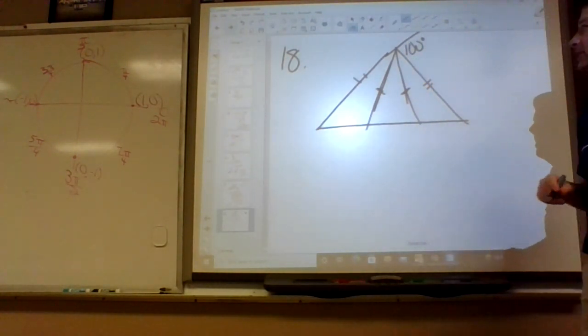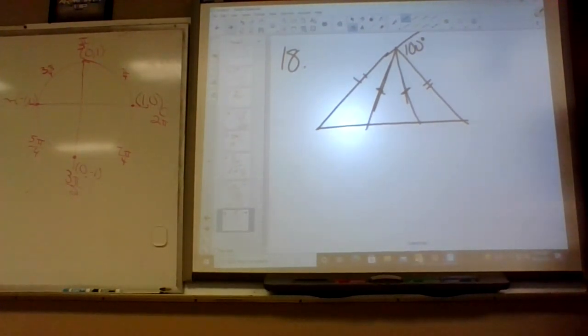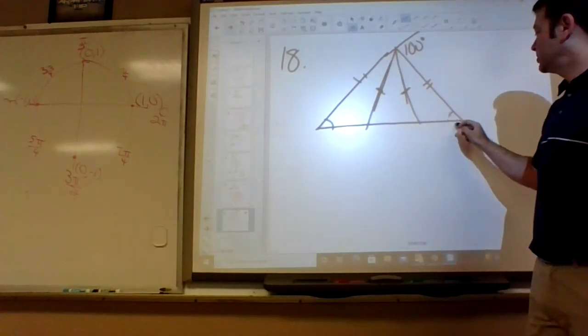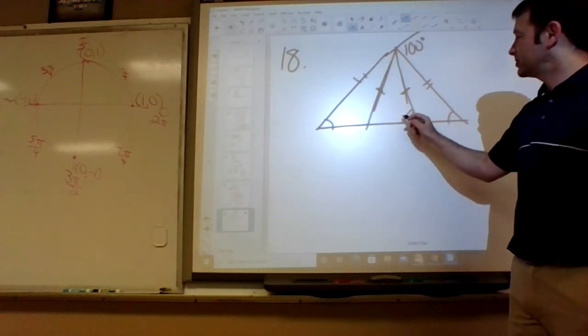Alright, what angles have to be the same as pictured? The two base angles of the big one, and the two base angles of the littler one.